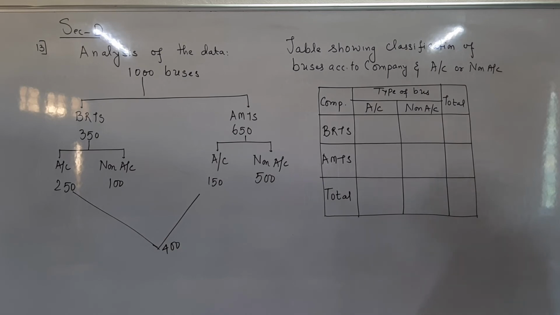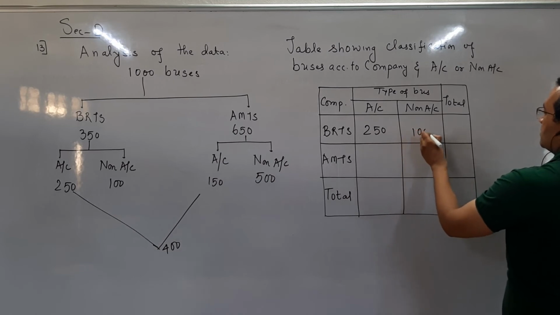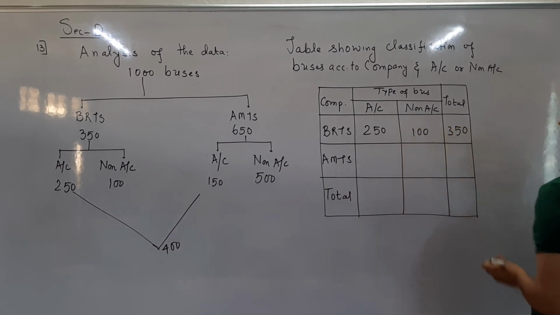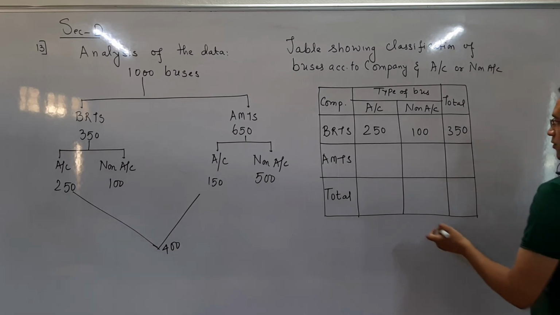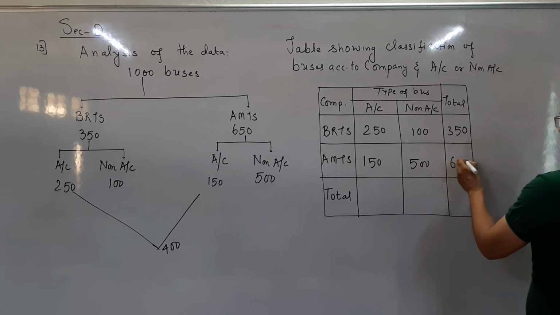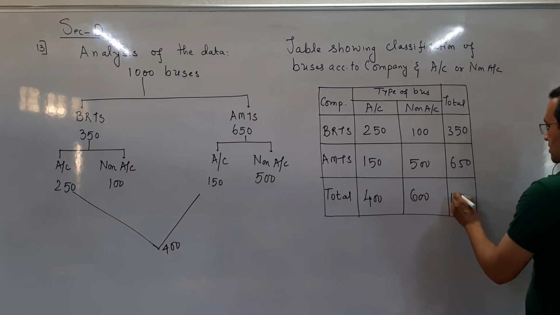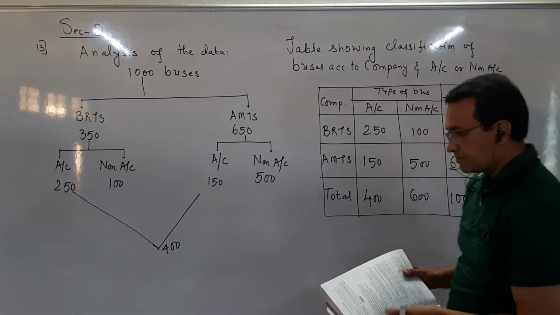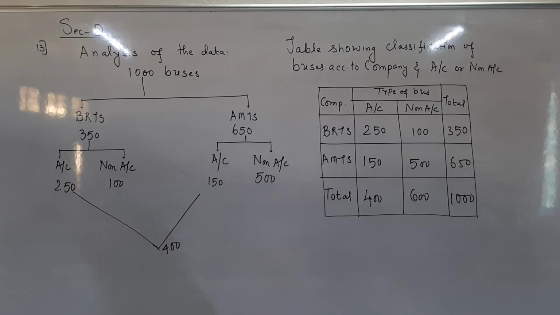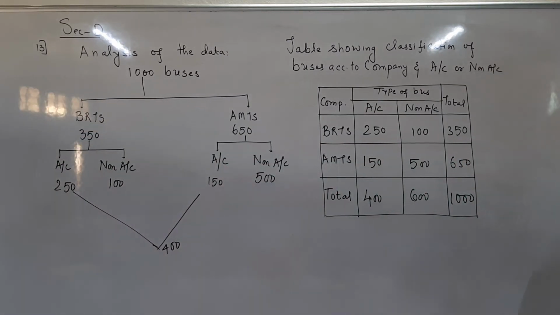Okay, how many AC buses for BRTS? 250, non-AC 100, total buses are 350. How many AC buses for AMTS? 150, non-AC 500, total 650. How many AC buses? 400. How many non-AC buses? 600. Total is 1000. So horizontal and vertical totals must match, and that only, students, we have done here. We are keen on matching the horizontal and vertical totals.